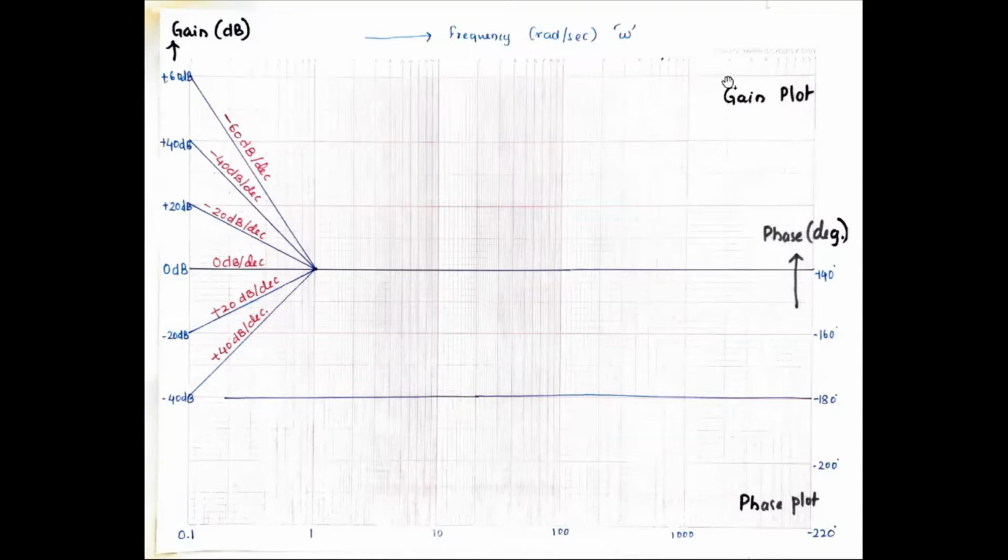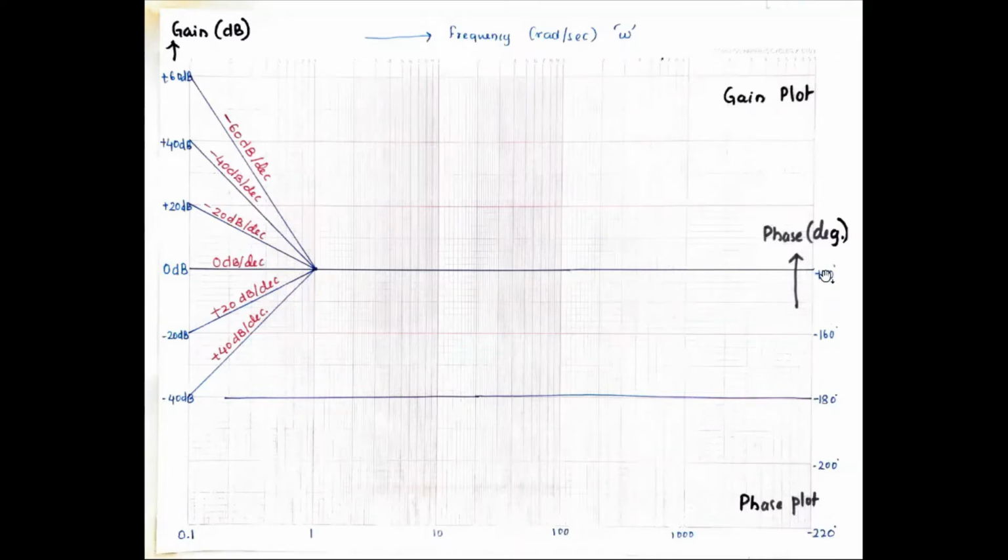Then coming to the phase plot, for drawing the phase diagram, which is the phase angle of G(s)H(s), I use the y-axis on the right hand side of the graph. On that y-axis, I represent the phase angle: minus 180, minus 160, minus 140, minus 200, minus 220. So this is a negative scale. Even this scale can be changed according to our convenience.